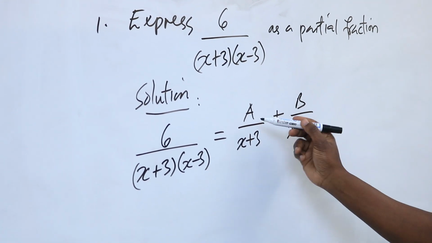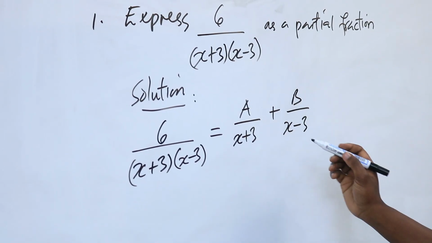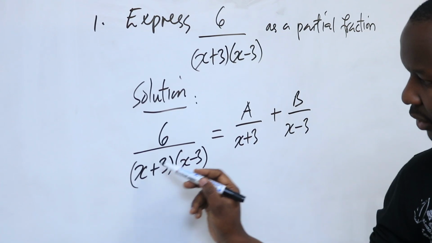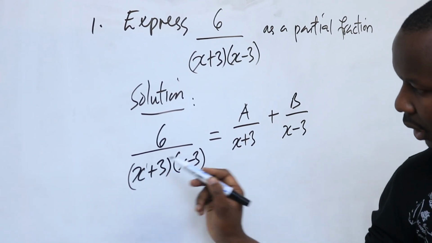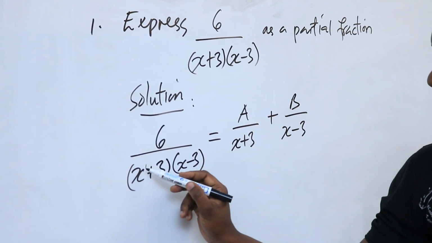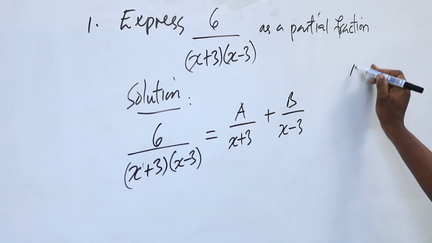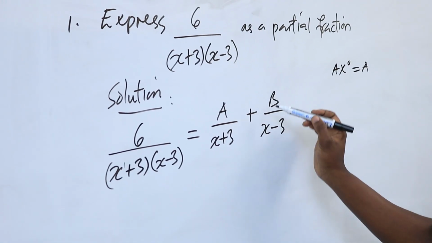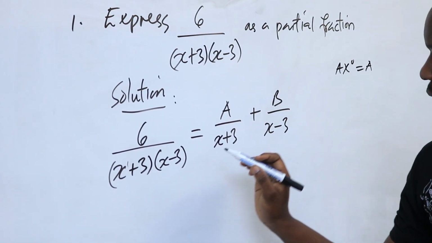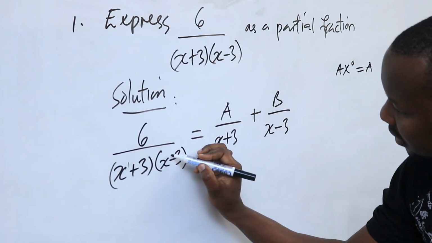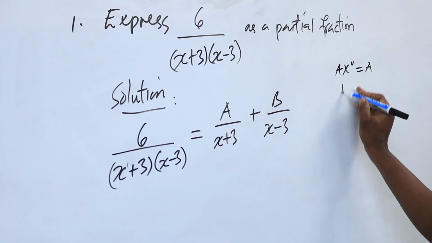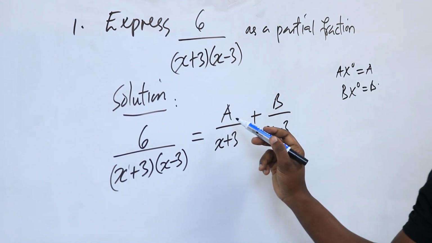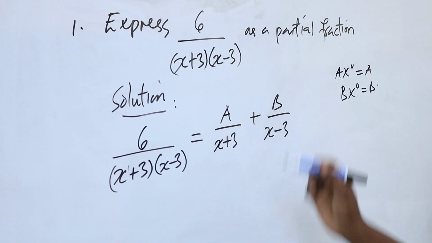Now, how do we express these A as constant here? When the highest degree of this linear factor at the denominator, x plus 3, is 1, we reduce this by 1. So it becomes A x raised to 0, that is to say A. The same applies here: B over x minus 3, the highest degree is 1, so we reduce the degree by 1. So it becomes B x raised to 0, which is the same as B. That's why these constants A and B look like that.